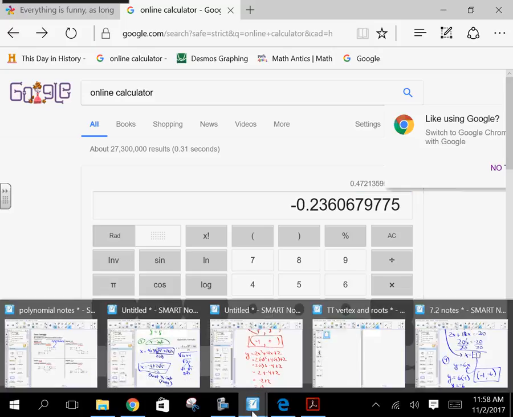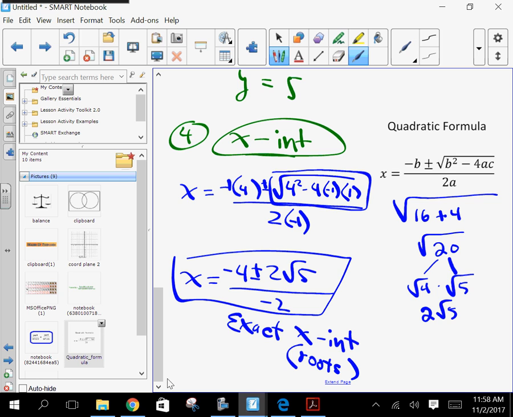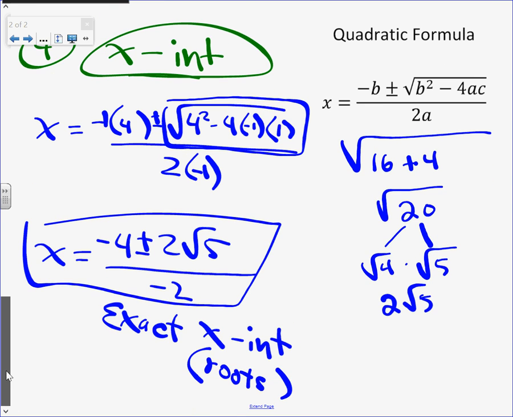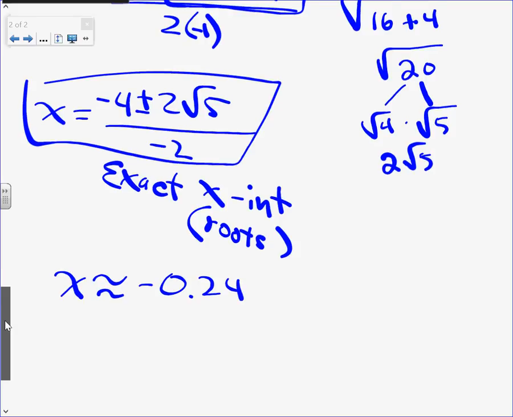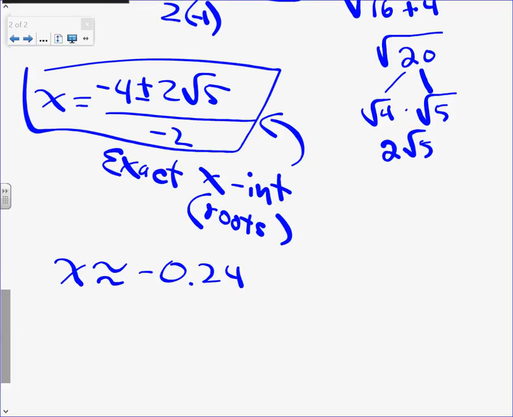So coming back over here. So x is approximately -0.24. This is the adding one. So this would be the exact solution, but I can't graph exact solutions. I don't know where 2 radical 5 is on the number line when I'm graphing. So I got to type all that in my calculator and get a number, -0.24.